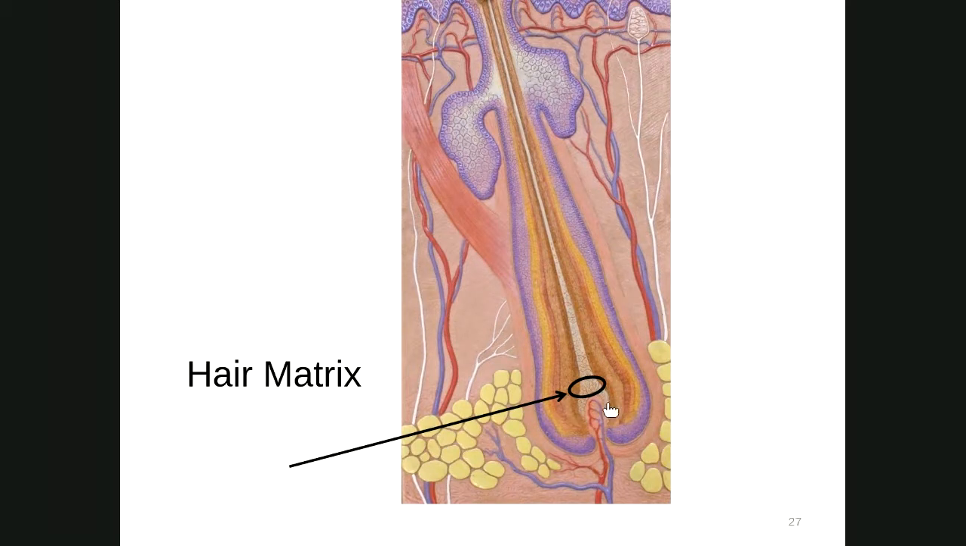Right above the hair papilla, this is the hair matrix. That is the active growth area. So as your hair gets longer, those cells are actively growing in that area. It pushes your hair up and out of your body. That happens here in the hair matrix.